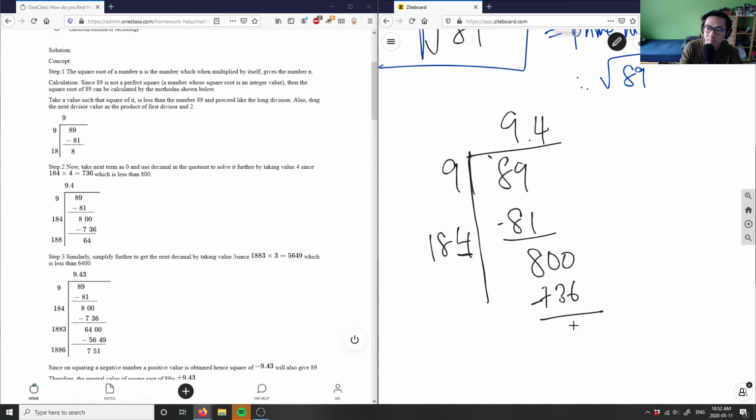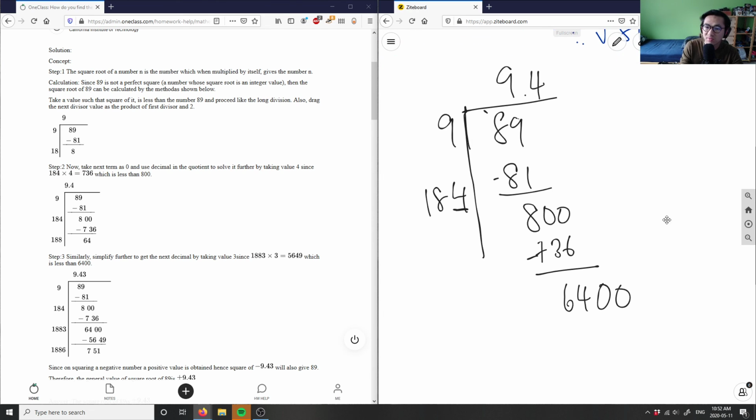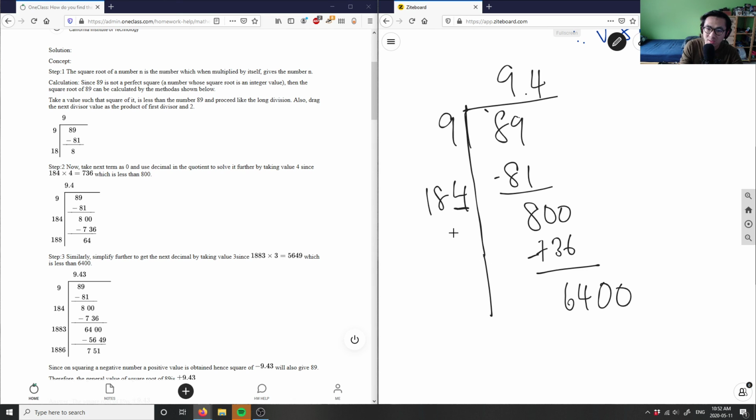I subtract both numbers here, I would get 64, and add 2 zeros again to this value. Then I have to double my quotient again. So 4 doubled is simply 8, right? 4 times 2 is 8, and then I'm simply leaving this value blank. So I have 188 blank times what number, which is also blank, equals 6400.